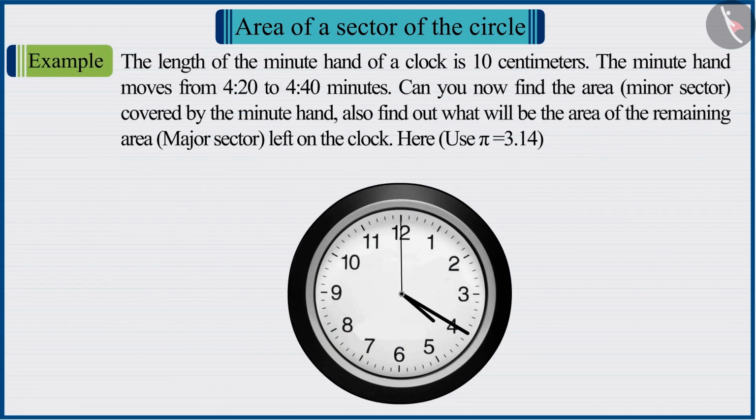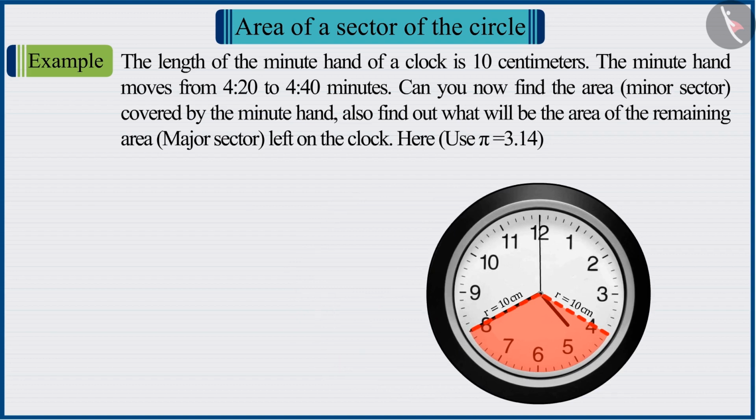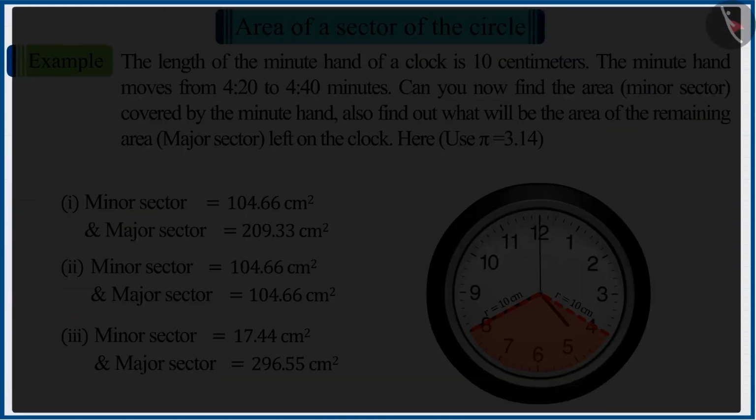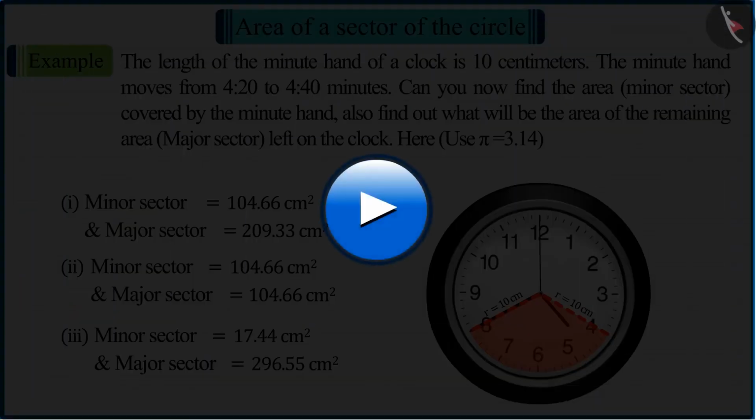The length of the minute hand of a clock is 10 centimeters. The minute hand moves from 20 to 40 minutes. Can you now find the area covered by the minute hand? Also, find out what will be the area of the remaining portion left on the clock. Here, use the value of pi as 3.14.